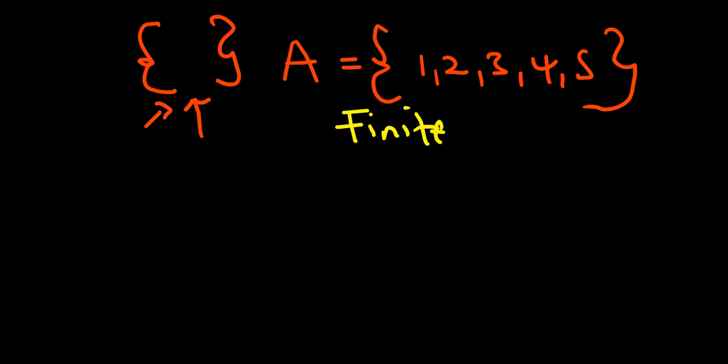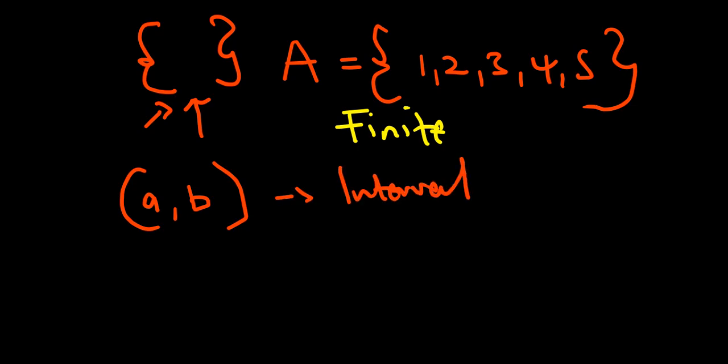Now the second type of bracket is these ones here. They will have a number here, then a comma, and then another number here. These are called curved brackets, and they represent what we call an interval. An interval is just a range of values.